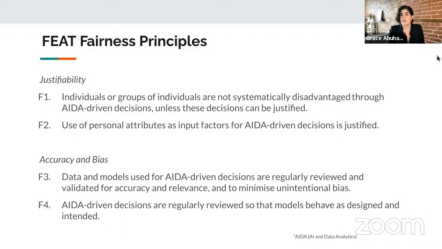So we've mentioned these FEAT principles multiple times. The document itself consists of 14 principles divided into four sections: fairness, ethics, accountability, and transparency. Our project focused specifically on the four principles in the fairness section, which are now on the screen. When you look at these principles, the authors seem principally concerned with, first, justifying any systematic performance on individuals or groups of individuals, including the use of personal attributes, and second, making sure that data, models, and decisions based on these systems are regularly checked to reduce the risk of unintentional bias.